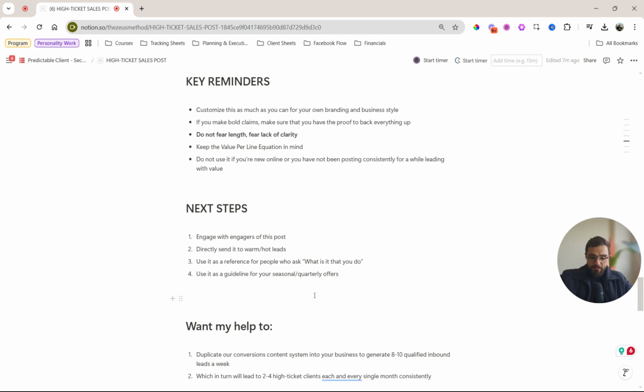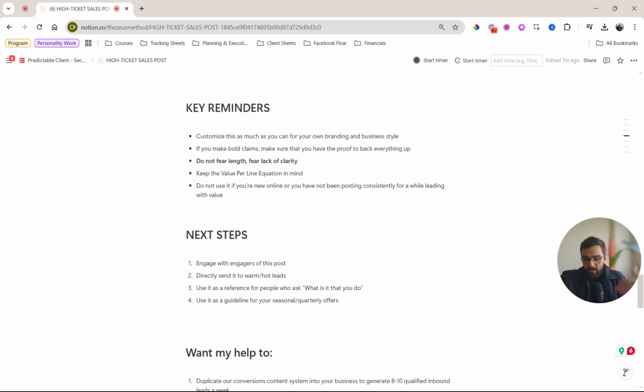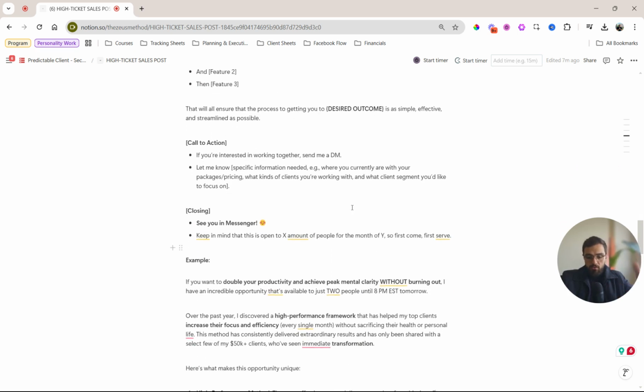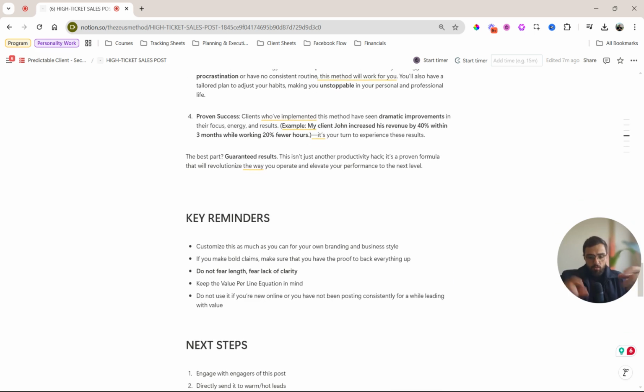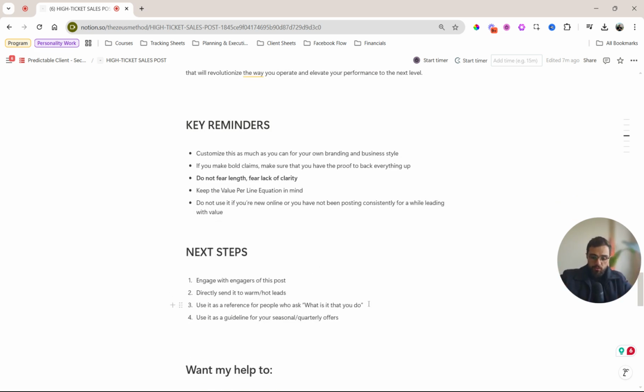Use it as a guideline for your seasonal or quarterly offers. So if every season you're launching a new offer, every quarter you're relaunching the offer, every month you're launching the offer, use this. For example, for me, every week I link my offer in my newsletter. So every week I go back to this and I just reuse it. And when you're a bit more advanced, what I do is I just have a Google document with this offer and I link it in my emails. That's pretty much all that I do. This is how to launch it.